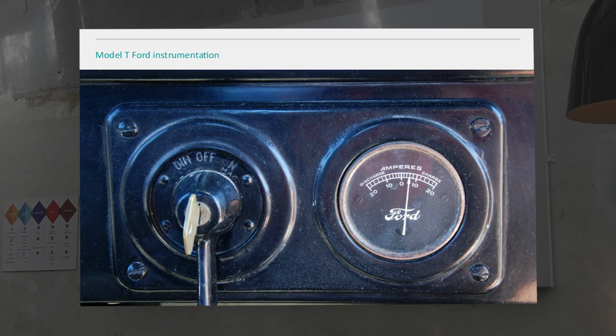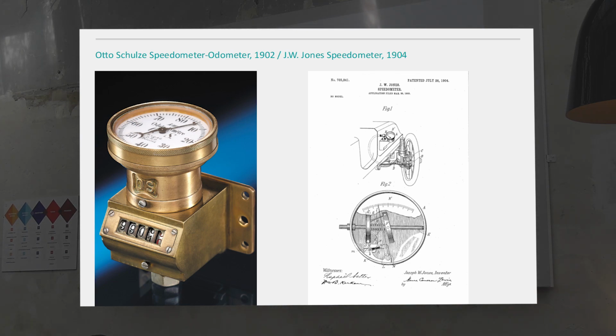The only visual display on the first Model T Ford, so this was the first American car, was an ammeter over here that indicated whether the battery was working or not. So Otto Schultz in Germany, who was also a clockmaker, just like Bourdon was a clockmaker, invented the speedometer in Europe, in Germany. It reported distance traveled and velocity through a rotating electromagnet that's winding a spring.